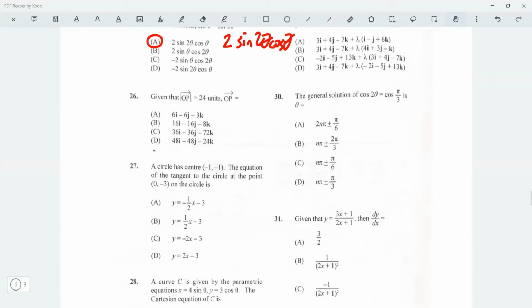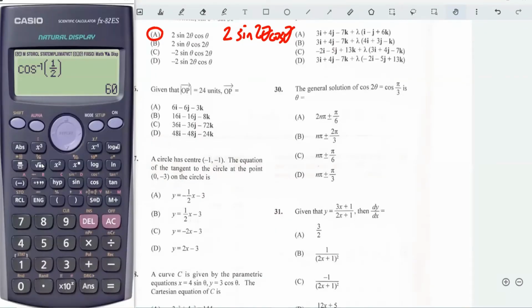Nice. This question says, given that OP length is 24 units, then OP is, we need to check and see which one of those vectors have a magnitude of 6. So all we're going to do is pop out a calculator and check the square root of 6 square plus 6 square plus 3 square. Check out that one, you give it 24. Absolutely not. Check the next one.